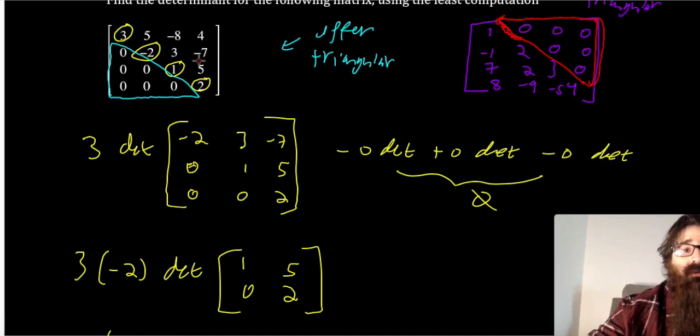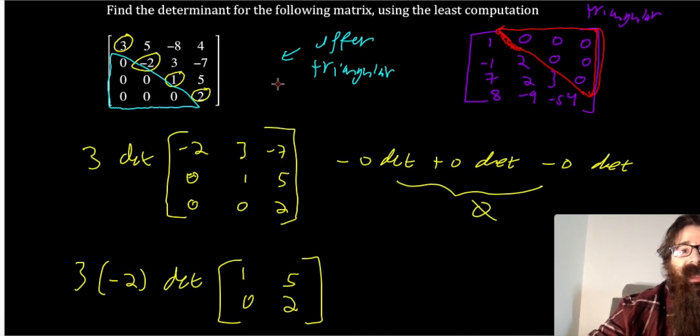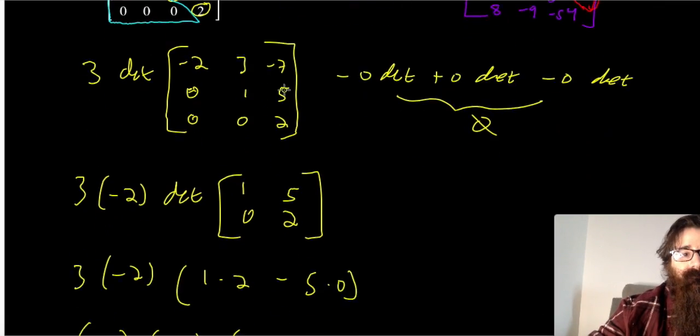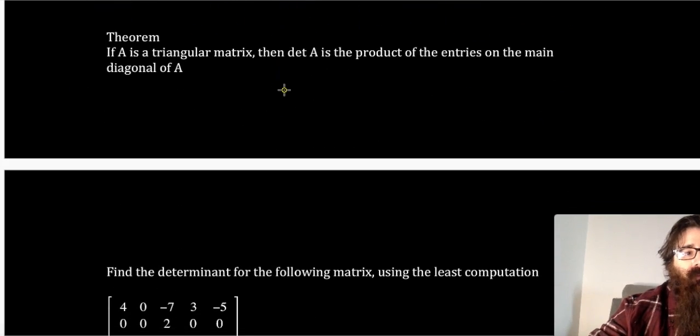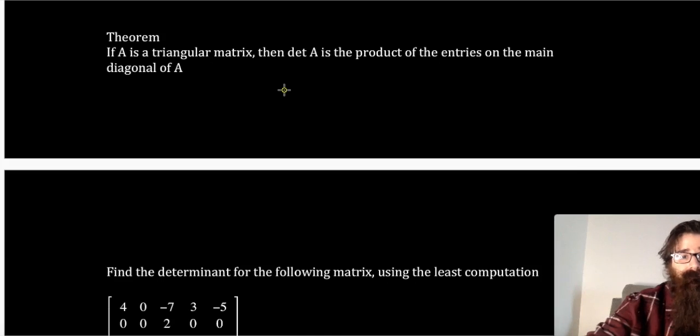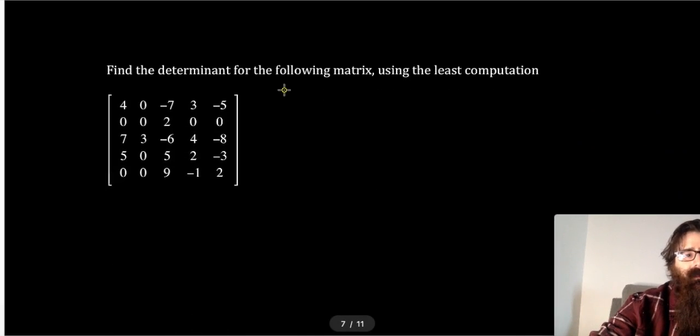So we were talking about triangular matrices. And if I have a triangular matrix, the determinant is going to be the product of the entries on the main diagonal. Hey, we got a theorem for it. If the matrix A is a triangular matrix, then the determinant of A is the product of the entries on the main diagonal of A, which is what we just saw in this example. All right, we're good for it.